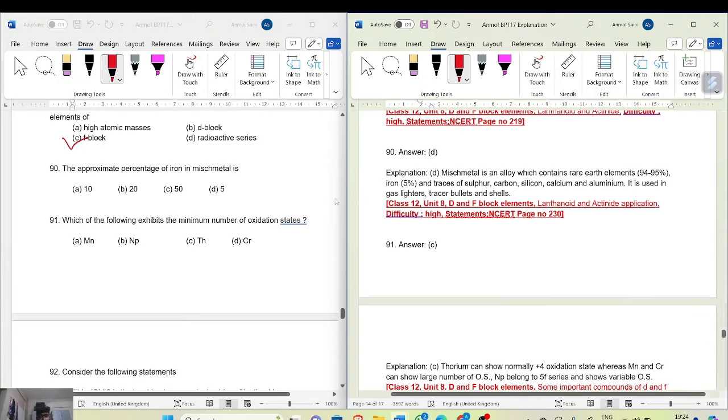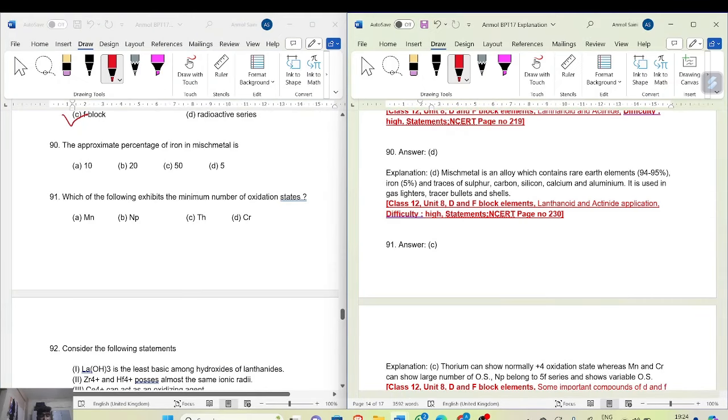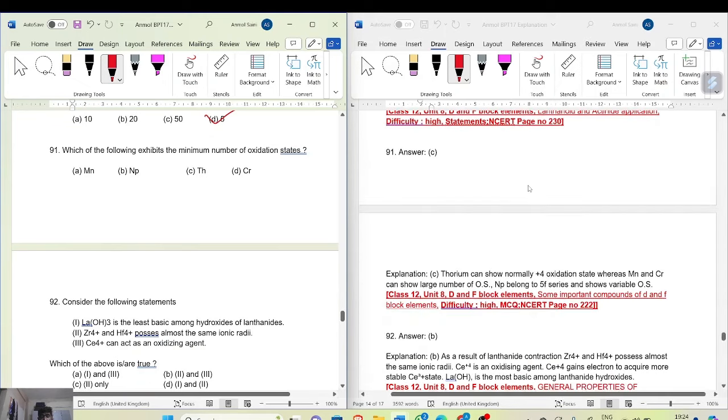Now let's come to question number 90. The approximate percentage of iron in mish metal is... Mish metal is an alloy formed by a combination of many metals. So mish metal contains about 94 to 95% of rare earth metal, or you can say lanthanoids, and it has 5% of iron, and some traces of sulfur, carbon, silicon, calcium, and aluminium. We are asked for the percentage of iron, so it has 5% iron.